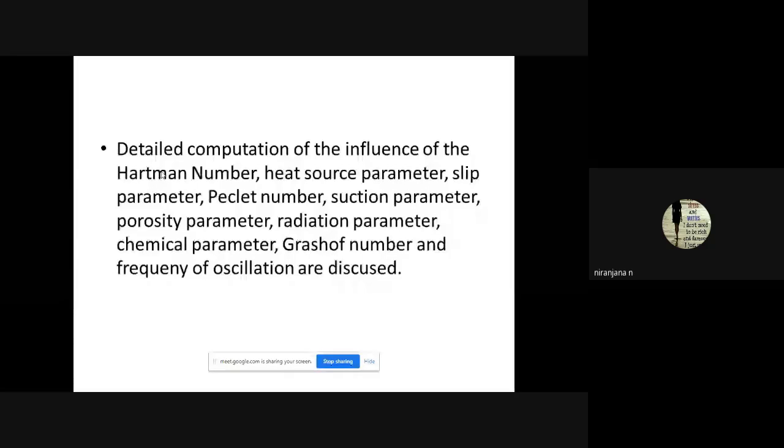Actually, I did a theoretical analysis of the effects of permeability and injection suction on an oscillatory free convection flow of a viscous incompressible fluid through porous medium bounded between infinite vertical porous plates presented here. Heat absorption and chemical reaction effects with heat source are all added into the governing equation, and a detailed computation of the influence of some non-dimensional parameters like Hartmann number, heat source parameter, slip parameter, Peclet number, and some other parameters are discussed over here.